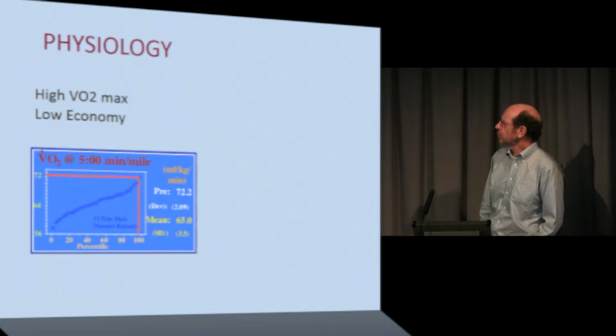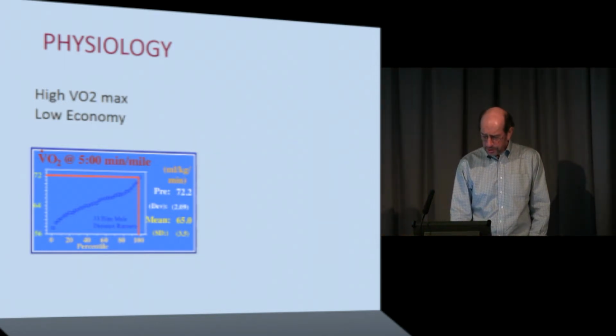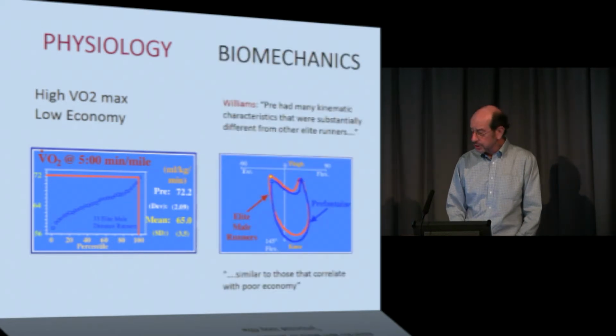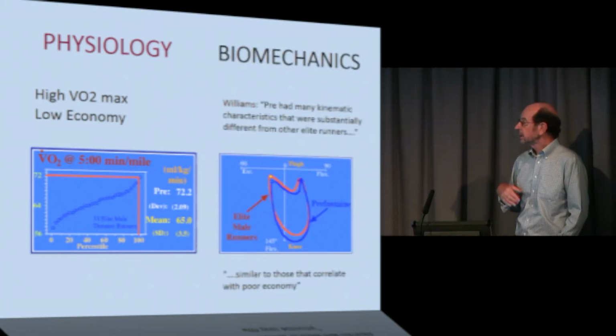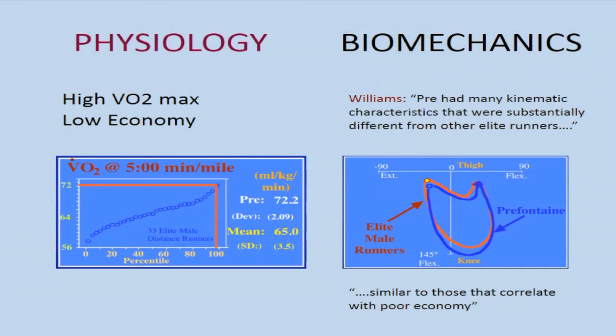A very unusual running style. And one of my former graduate students and colleagues, Keith Williams, has actually taken this video and has studied and compared some of the results of it. And he's found that, first of all, physiologically, Pre was an incredibly elite consumer of oxygen. He had a higher VO2 than any of his colleagues, but he was very inefficient.